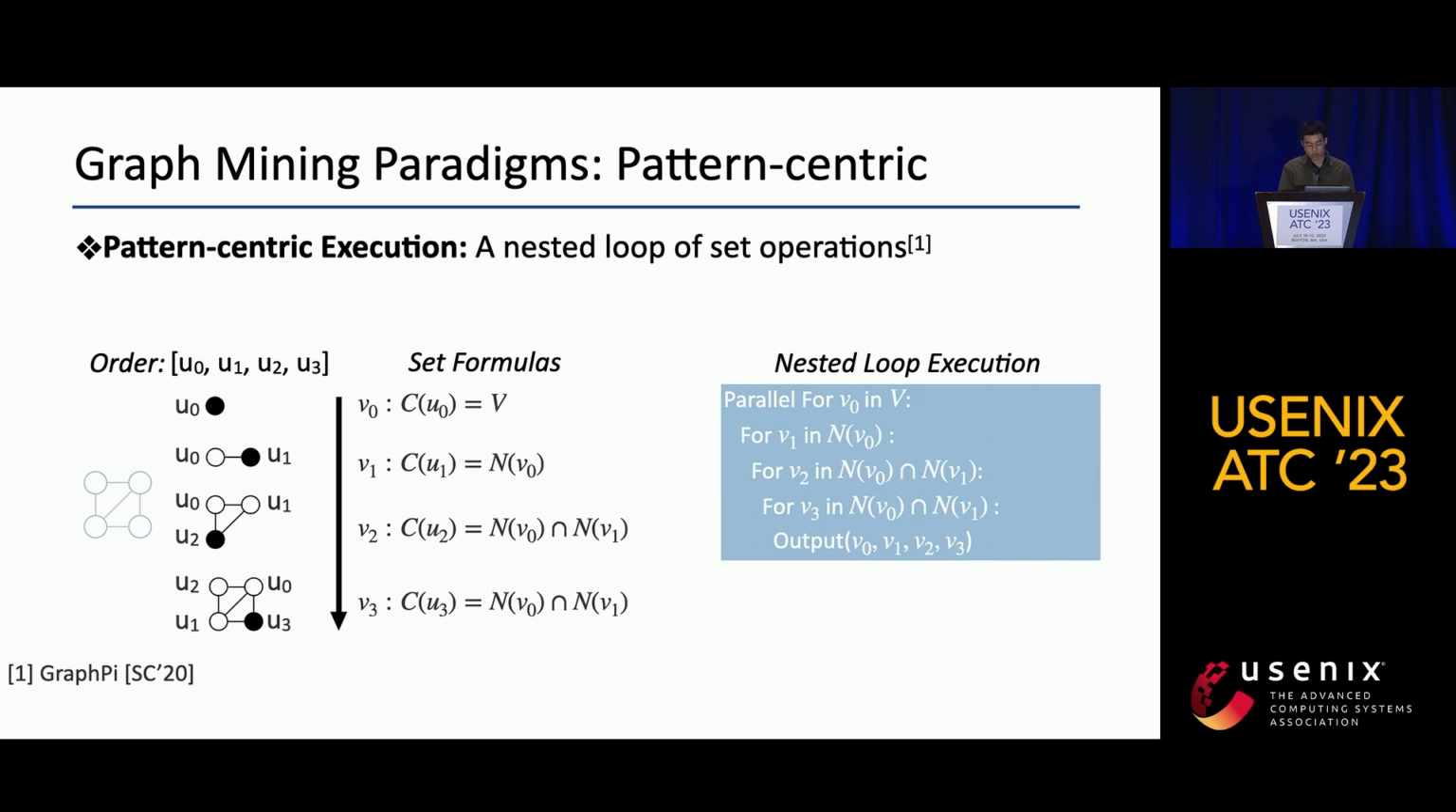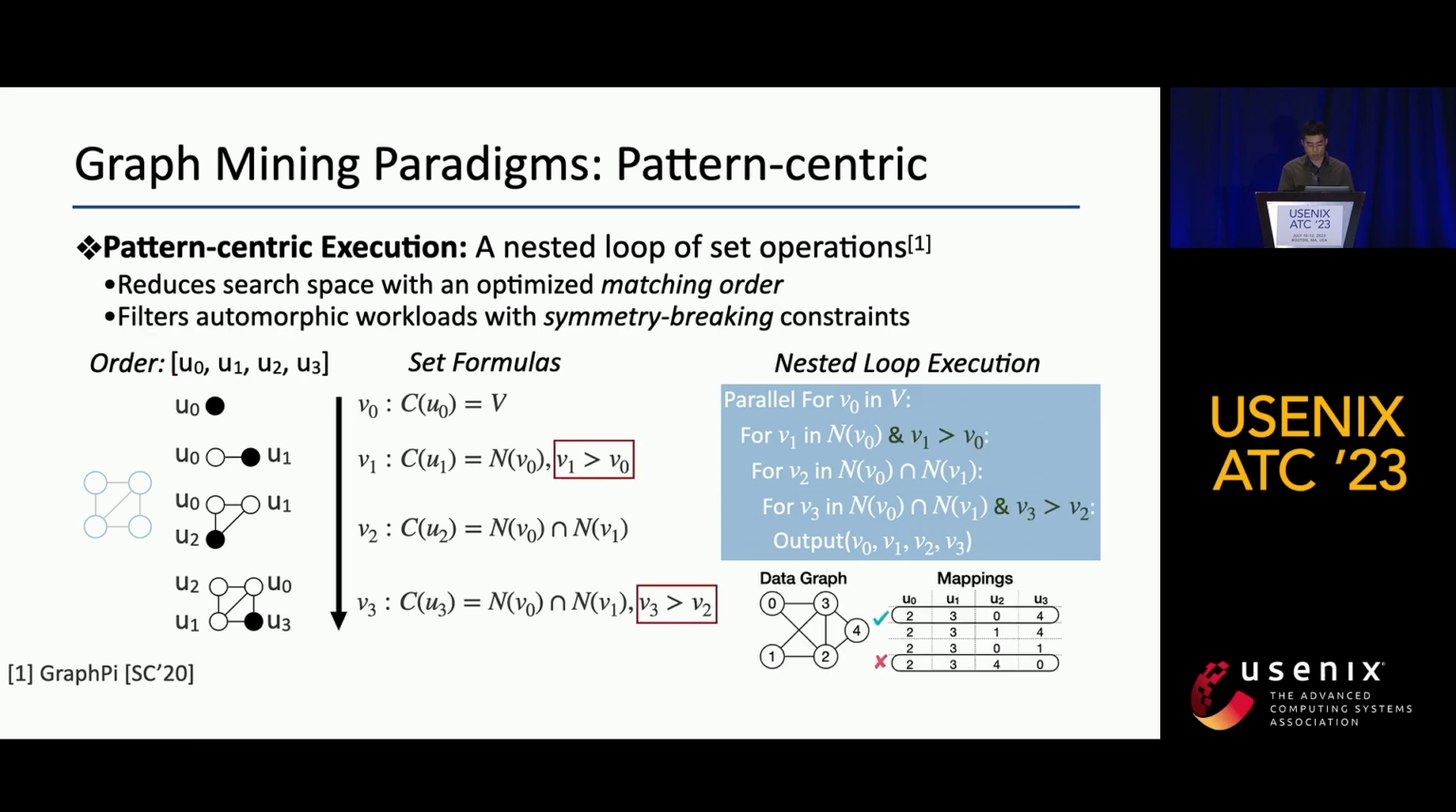Given the matching order, existing works typically execute a nested loop of set operations to compute the final subgraphs. The candidates of each pattern vertex can be generated through a set formula. Initially, each data vertex is fed into the first loop. Each loop will then generate a series of partial subgraph instances mapping to the graph pattern. Existing works mainly focus on optimizing the matching order to further reduce workloads.